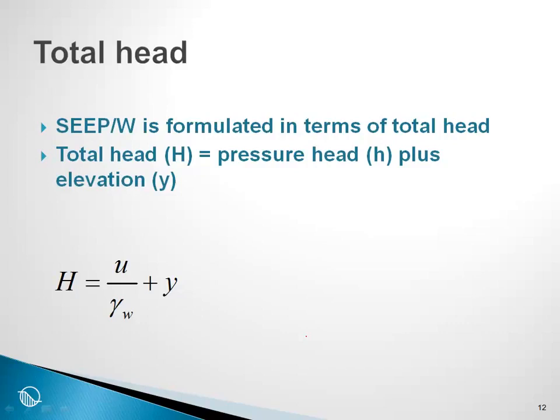Moving on then to the definition of total head. SEEP/W is formulated in terms of total head. Total head is the primary unknown, and it is the value that we solve for when we solve the finite element equations. So total head, big H, is equal to pressure head plus elevation head. Pressure head is pore pressure divided by the unit weight of water.